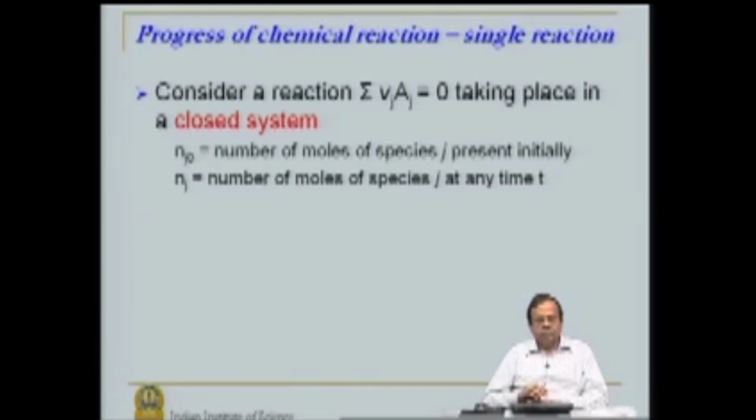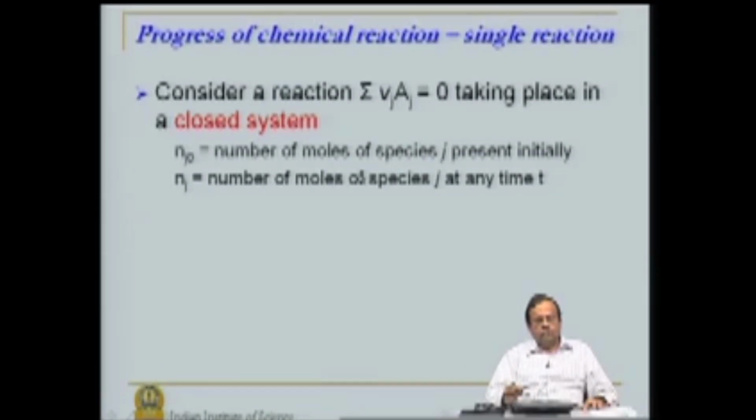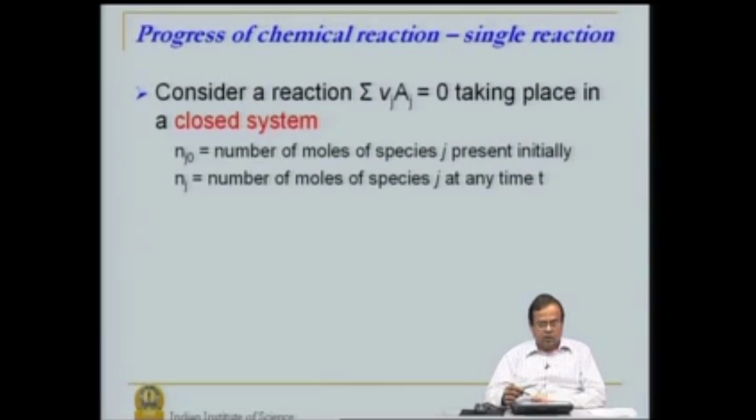Let us consider once again a single reaction, summation nu j A j equal to 0. I have omitted summation j for the sake of simplicity, but it is understood that it is summed over all species. Let us say that this reaction is taking place in a closed system. I underline this idea that it is a closed system, that is, there is no exchange of matter of this system with the surrounding. That is what we understand by a closed system. So, let us say that I am carrying out this reaction in a closed system.